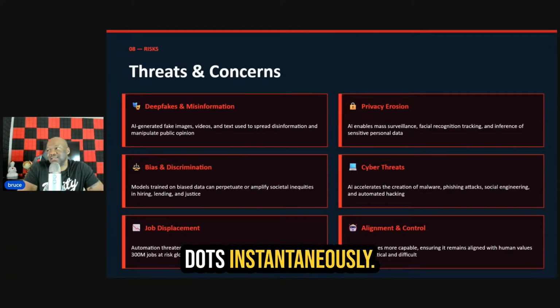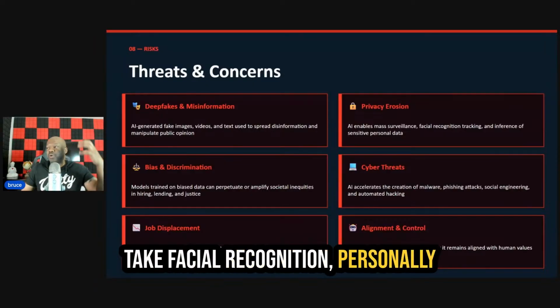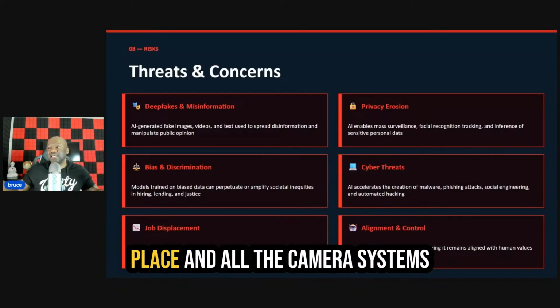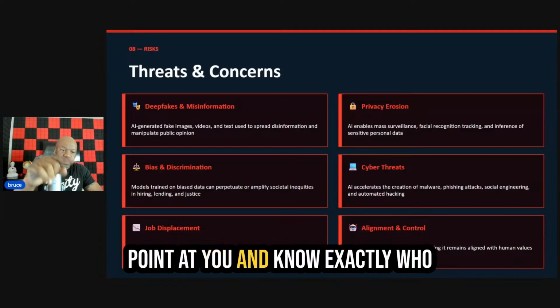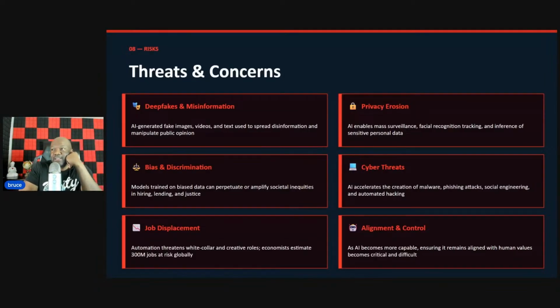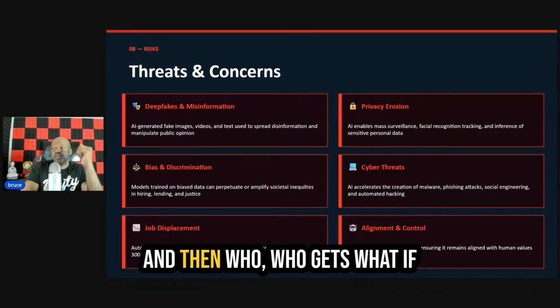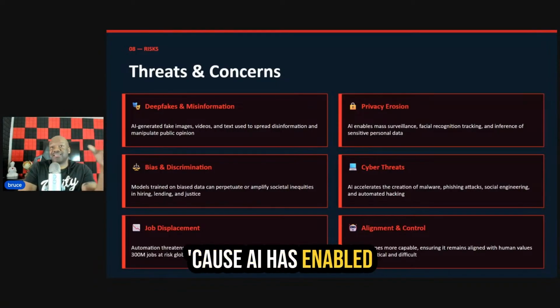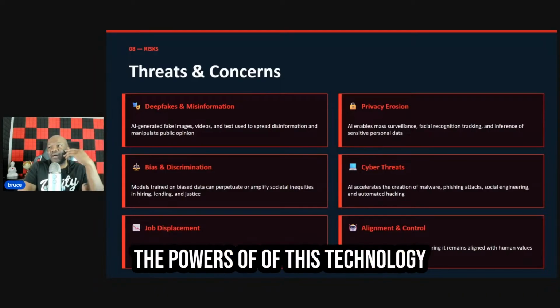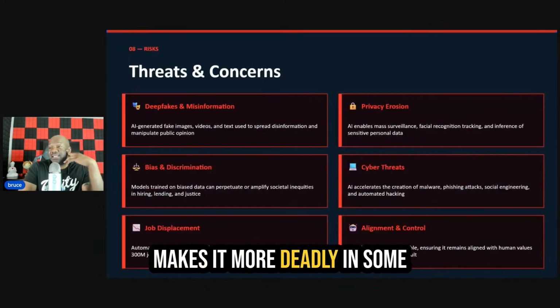It can connect all the dots instantaneously. Facial recognition tracking is awesome at facial recognition. And it can take facial recognition, personally identifiable information that's on the internet scattered all over the place, and all the camera systems, and take all that information and point at you and know exactly who put what post where and why. That sounds good if you're targeting your enemy, but the thing is, who's the enemy? And what if your enemies get their hands on your information that's in these systems, because AI has enabled mass surveillance? So it's just something to think about. The powers of this technology can be absolutely misused, which makes it more deadly in some ways than nuclear weapons.